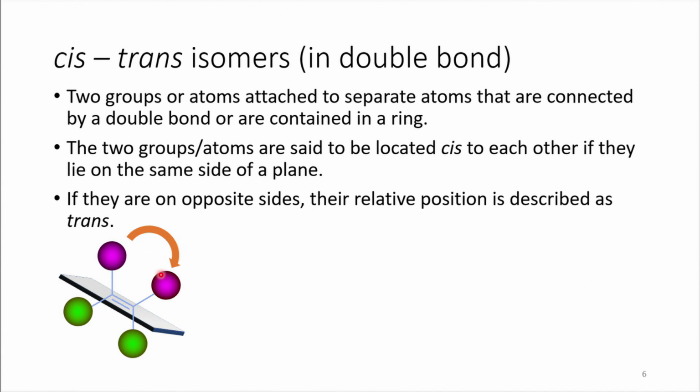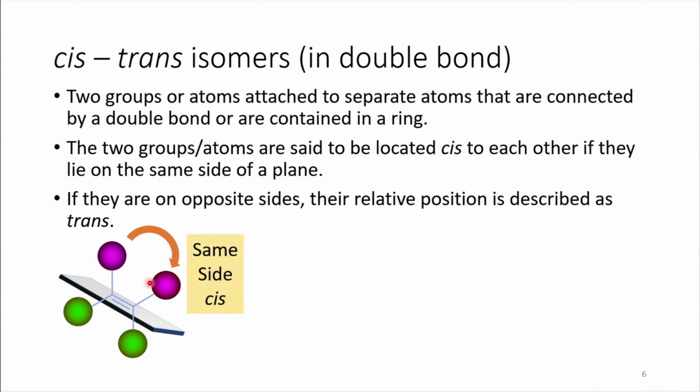If you look at these, they are present at the top, and there are also two other groups present at the bottom, which are also the same. There is a plane, and we look across this plane to see whether these two groups are on the same side of the plane. If it is the case, these kind of compounds are called cis isomers. That is, in the cis isomers, each group is lying on the same side of the plane.